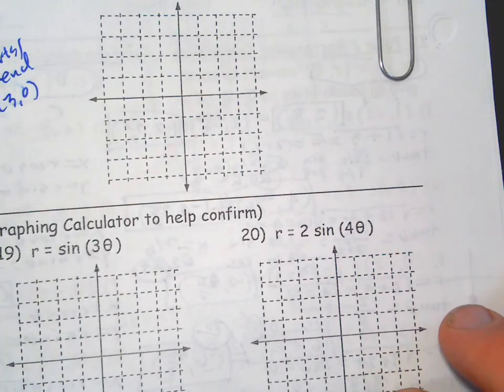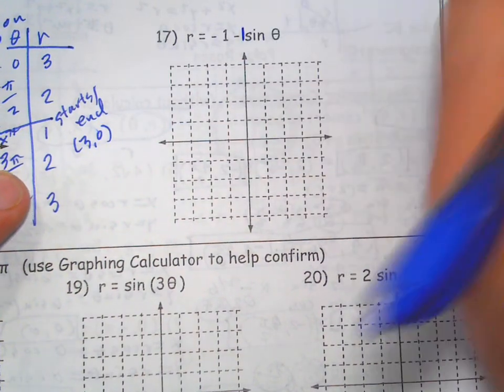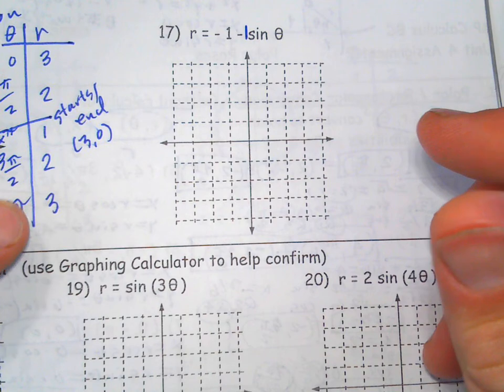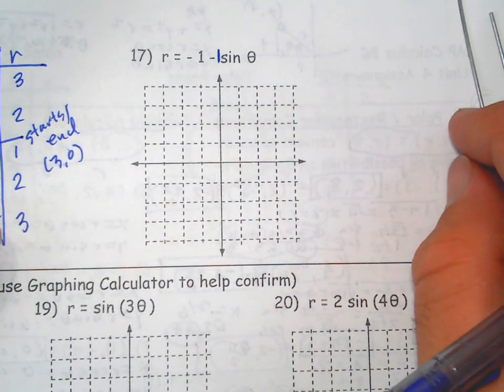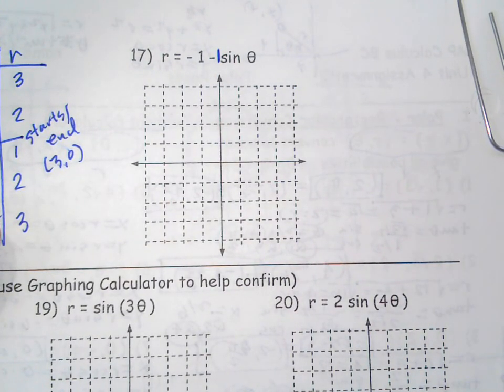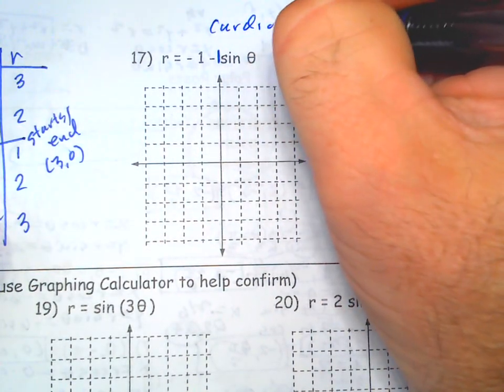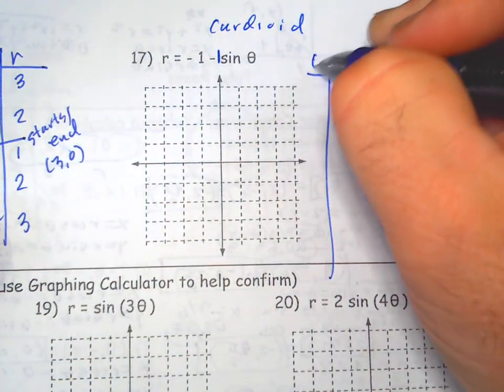Okay, next one. Now, the next one I think is going to be a cardioid of some type because the numbers are the same. The negatives have a certain effect on it, but the shape should be the same. It should be up and down because of the sign. So, I mean, this should be a cardioid. So I'm going to do a quick table.